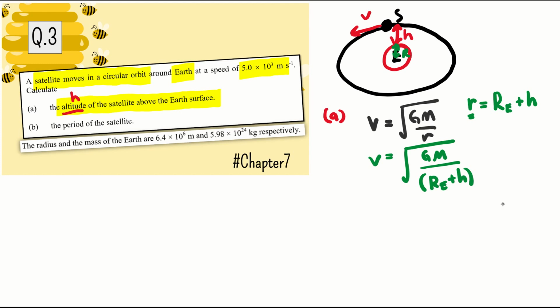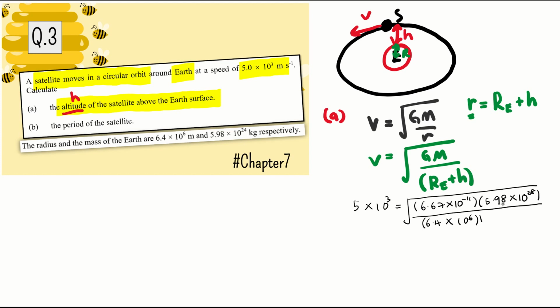Let us now substitute all the values. We have 5 times 10 to 3 for the velocity, equal to the square root of G, which is 6.67 times 10 to minus 11, times the mass of Earth, 5.98 times 10 to 24, divided by the radius of Earth, 6.4 times 10 to 6, plus the altitude, the one that we want to find out. We square both sides so that the square root on the right side can be eliminated.